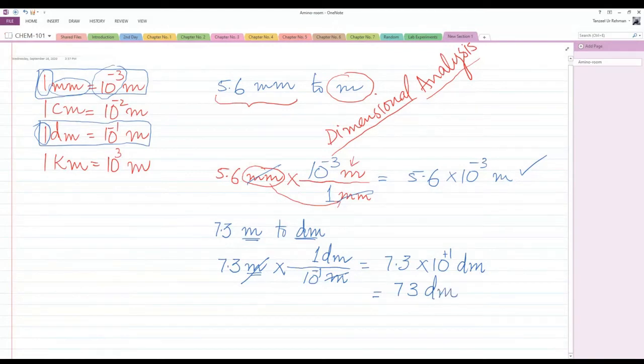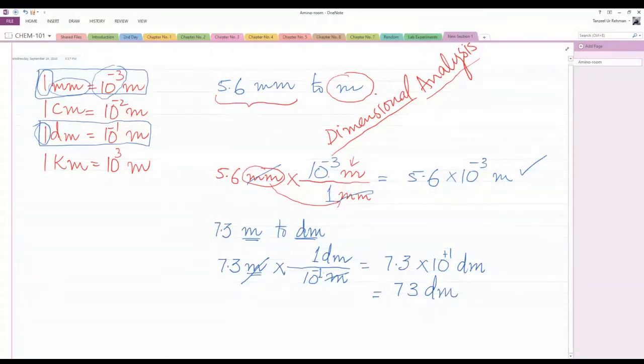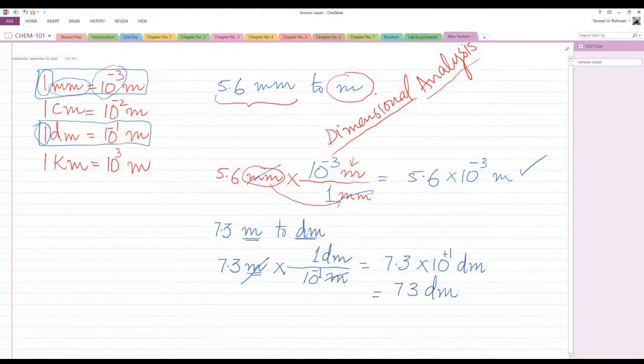This is our answer. Why did I write it here, down and up? Because you have to follow this. Here, with the decimeter, 1. Where is decimeter? Up. So you will write 1 with decimeter. And with meter, 10 to the raised power minus 1.